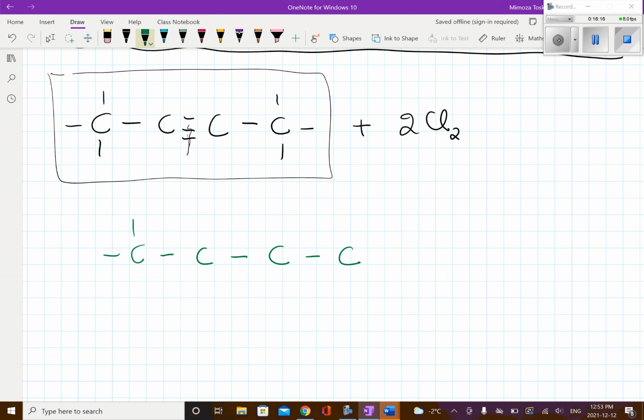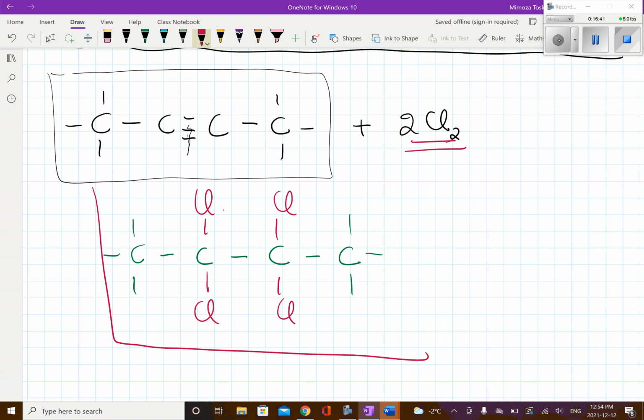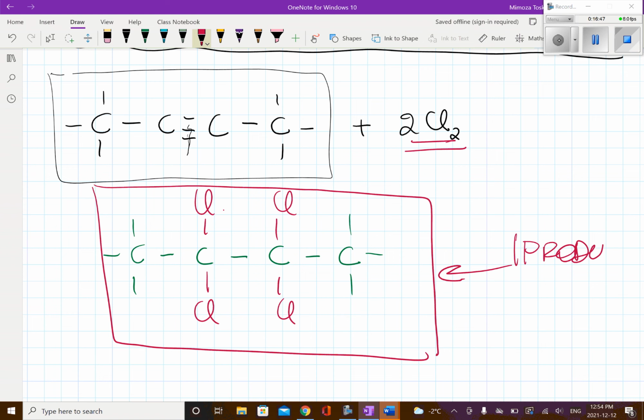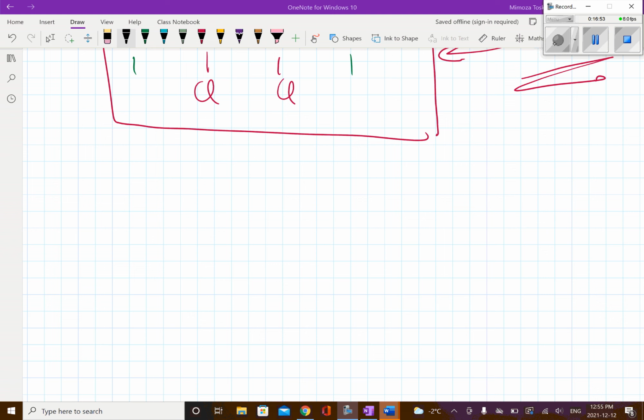And then we'll have H, H, H, and now two of the three bonds are broken down. So we'll have 1, 2, 3, 4, and those will be filled with Cl, Cl, Cl, and Cl because we have two Cl2. But we still have only one product in the addition reaction.